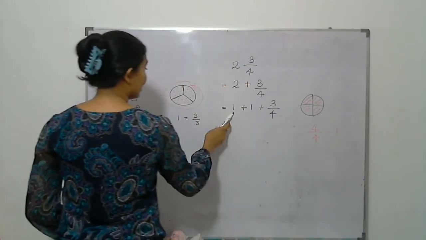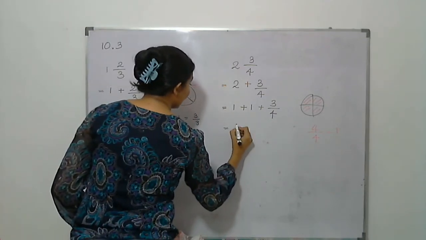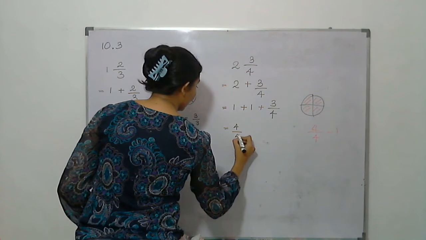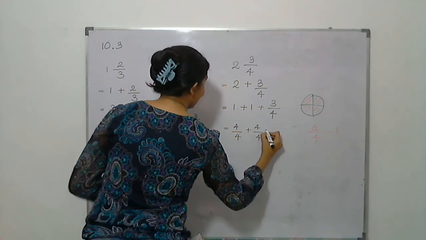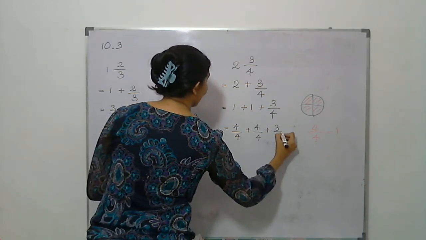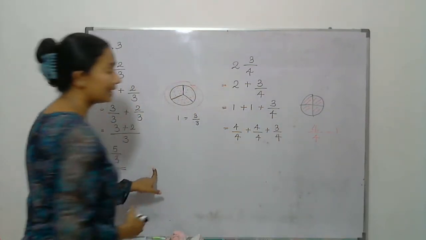Okay, then instead of 1 we write 4 upon 4 plus 4 upon 4 plus 3 upon 4. I think it is clear up to here.